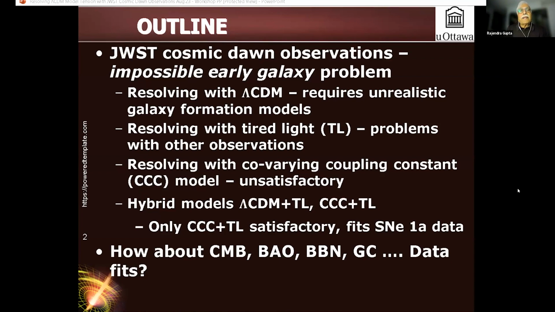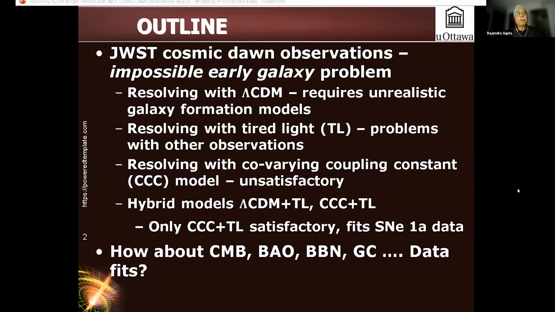Oh, let it be. All right, the outline is that I would talk about James Webb Space Telescope Cosmic Dawn observation, which is the impossible early galaxy problem, what it is, and resolving it with lambda CDM requires unrealistic galaxy formation models. Resolving with the twilight has some other problems, which were already discussed by earlier presenters. Resolving with the covariant coupling constant model, which is a new model which I will briefly talk about, is also unsatisfactory.